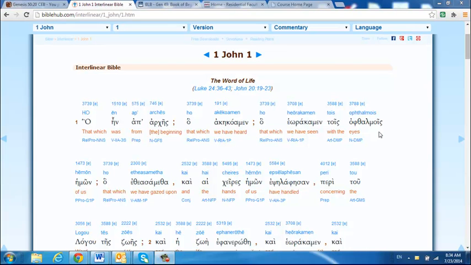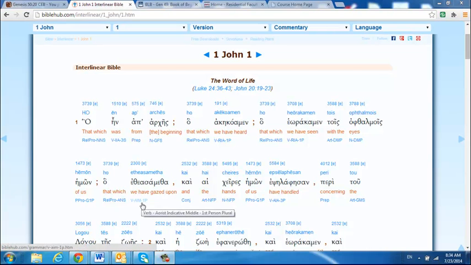With the eyes, it's telling how he saw it, or the means by which he saw it, a dative of means. With the eyes of us, it's his eyes, so it's a genitive of possession. He owns his eyes, so to speak. Okay?